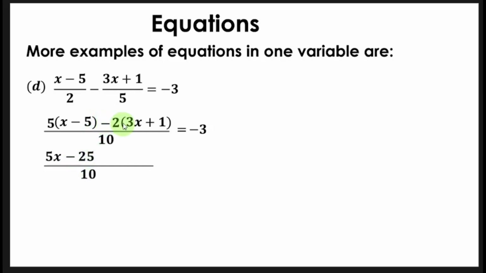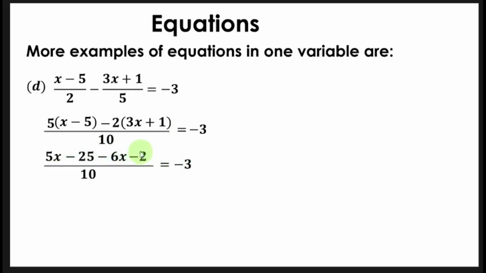Then you come here, negative 2 times 3x. It will be negative 6x. Then negative 2 times 1. It will be negative 2. Equals negative 3. So we have cleared out the brackets.